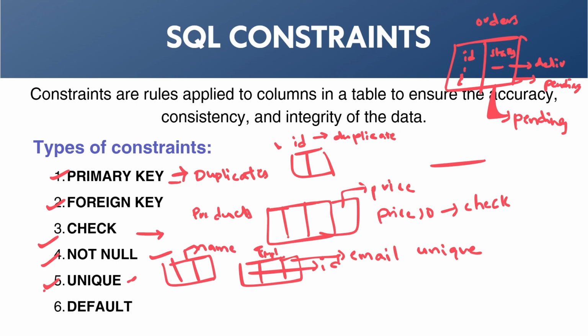So in conclusion, to wrap it up, keys are those which uniquely identify rows and establish relationships between tables, whereas constraints ensure that your data is valid, consistent and secure.